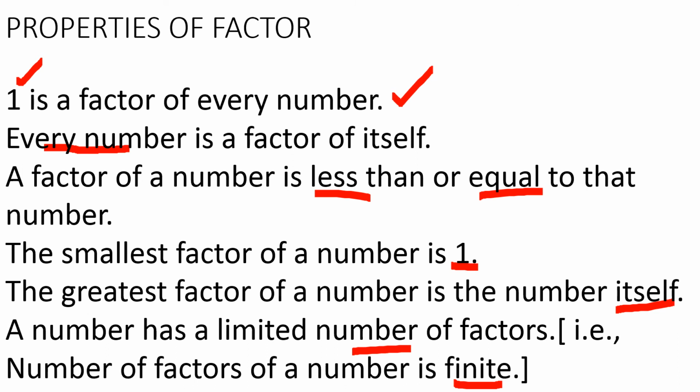So 1 is a factor of every number. Every number is a factor of itself. Every factor of a number is less than or equal to that number. The smallest factor of a number is 1. The greatest factor of a number is the number itself. The number of factors is finite.